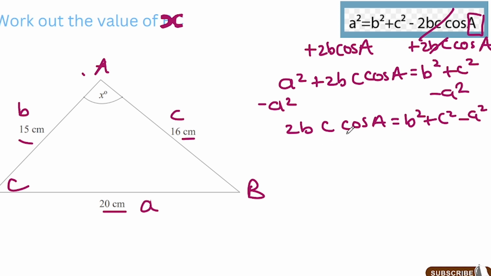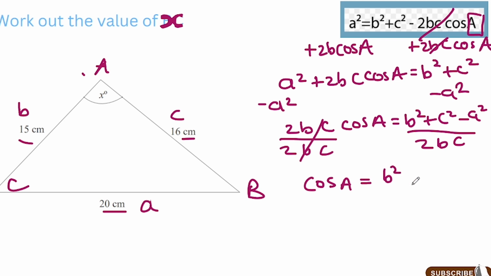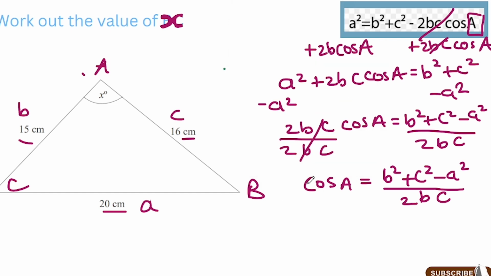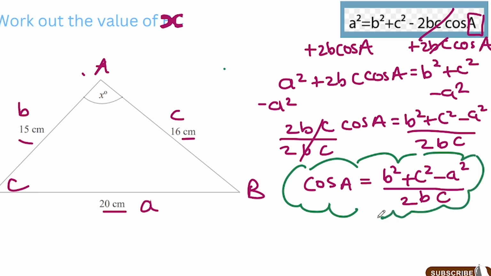After I got that, I say to myself, well, I need cos A, so I'm going to divide both sides by 2bc. And I'm left with cos A equals b squared plus c squared, take away a squared, all over 2bc. After I've got that, I'm just going to put a bubble around this, because this is the formula that we will be using for this question.